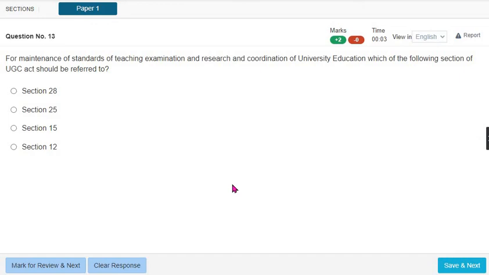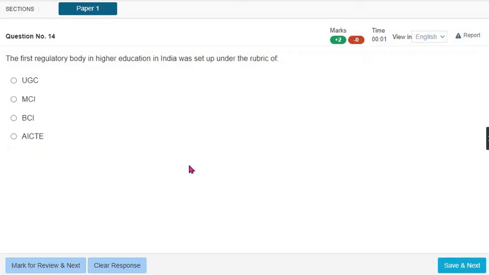For maintenance of standards of teaching, examination and research of a University of Education, in which section of the UGC Act should be referred? Section 12 of the UGC Act should be referred. The first regulatory body in higher education in India was set up under the rubric of UGC, MCI, BCI, AICTE. UGC means University Grants Commission. So the answer is UGC, University Grants Commission, right?